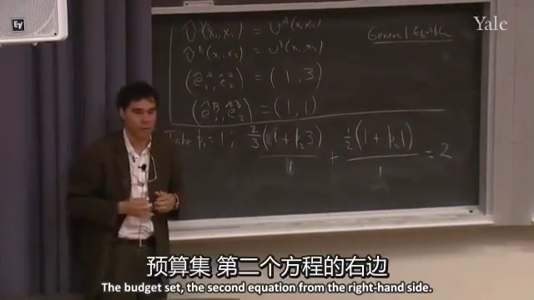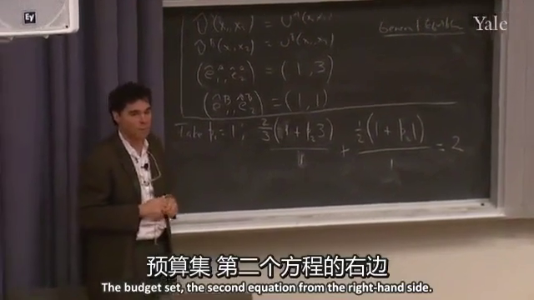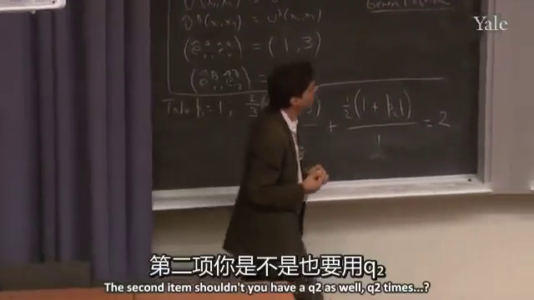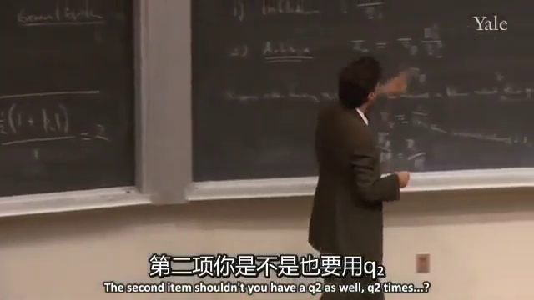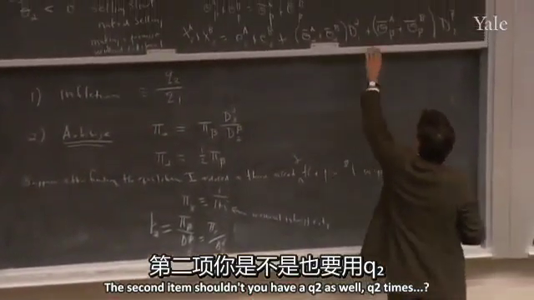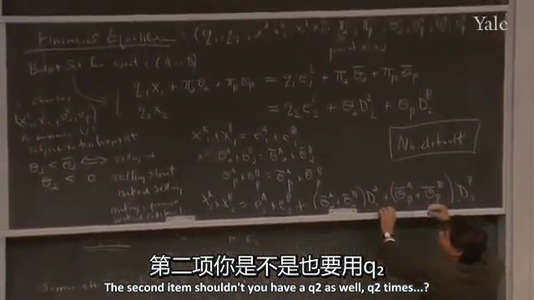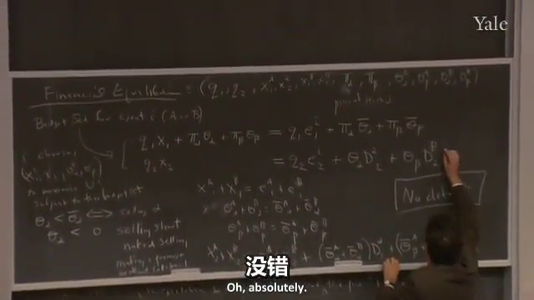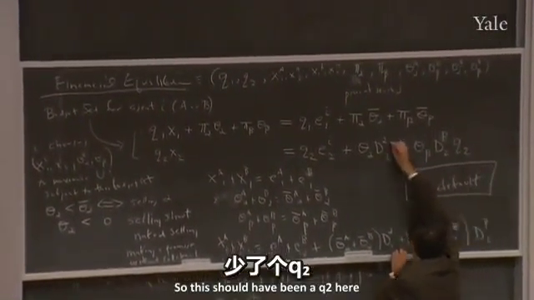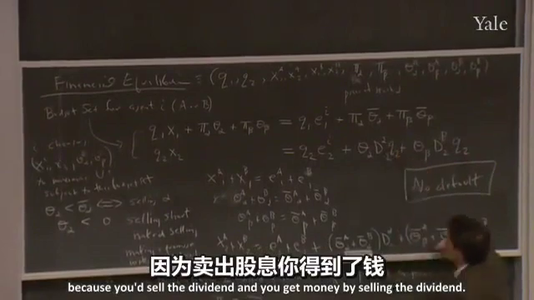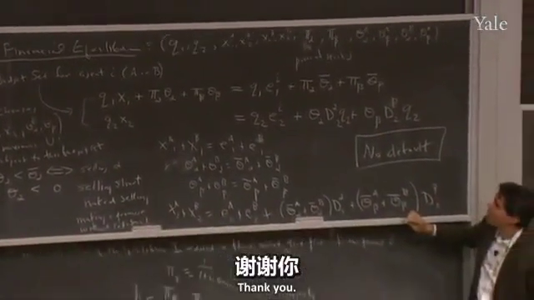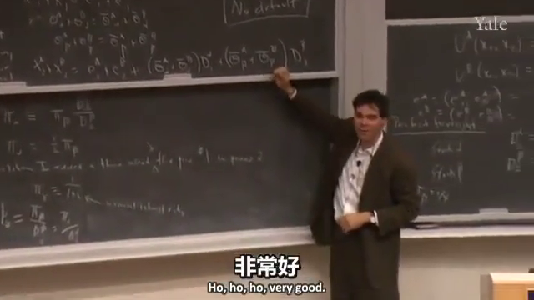But you said the second equation, the right-hand side, data times the second item. Shouldn't you have Q2 as well? Q2 times data times. Oh, absolutely. So this should have been a Q2 here, because you sell the dividend and you get money by selling the dividend. Thank you.